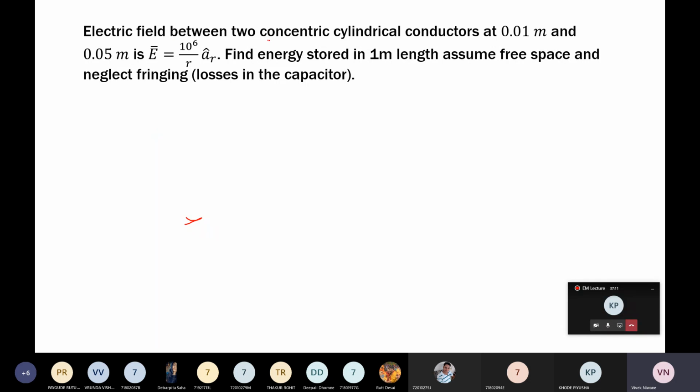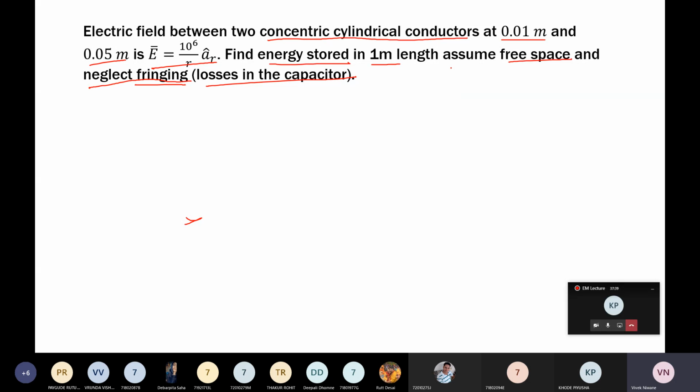So electric field between two concentric cylindrical conductors. So okay, cylindrical capacitors. So 0.1 and 0.5 meter are the radii. Electric field दिया हुआ है, fine. Energy stored in 1 meter length, find करना है, okay. Assume free space and neglecting fringing losses in the capacitor. तो ये जैसे ही दिया जाता है, neglecting the fringing and the losses in the capacitor, थोड़ा सा length of the numerical बढ़ जाता है and difficulty level भी बढ़ गई ऐसे लगता है.